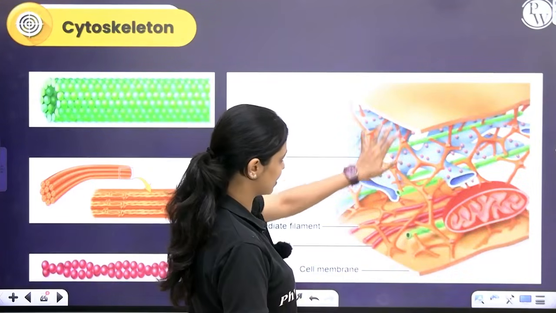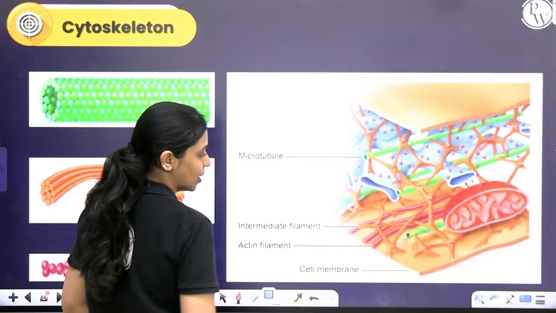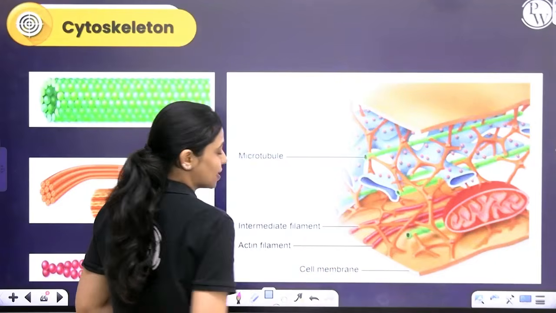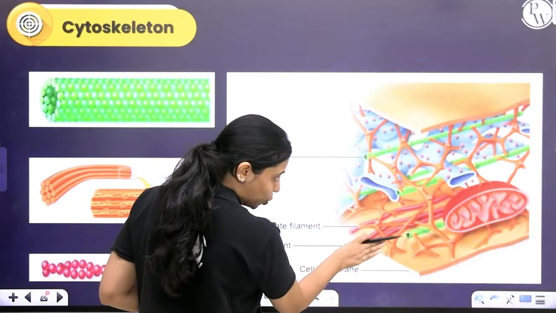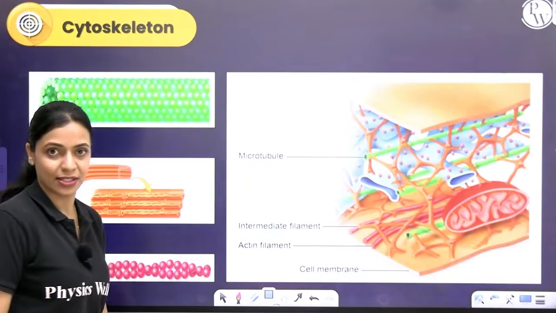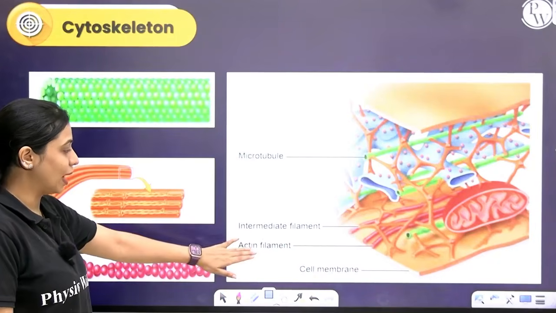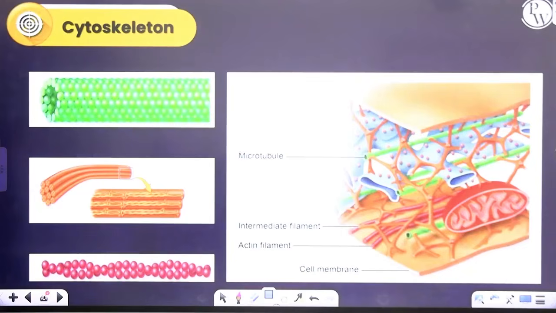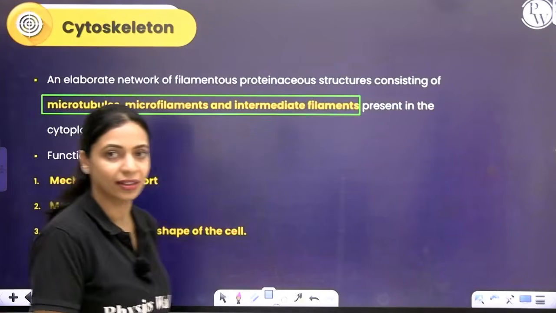This here is the cell membrane. Within that you can see these green color tube-like structures. They are your microtubules. These orange network-like structures, they are the intermediate filaments. And these red color structures present very close to the plasma membrane, they are your actin filaments, or you can say microfilament. Microtubule, actin filament or microfilament, and intermediate filament. Okay? So what is the function of this cytoskeleton?